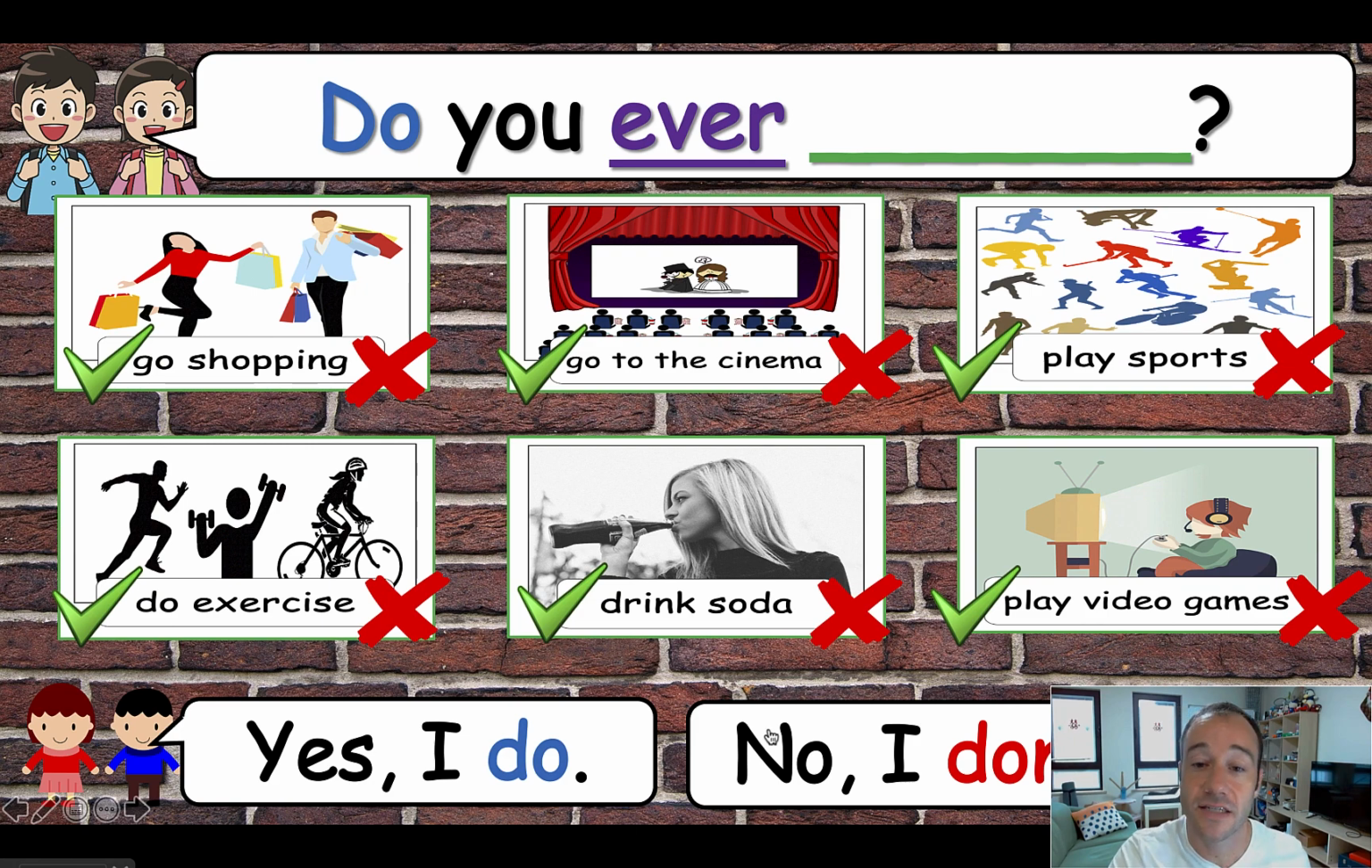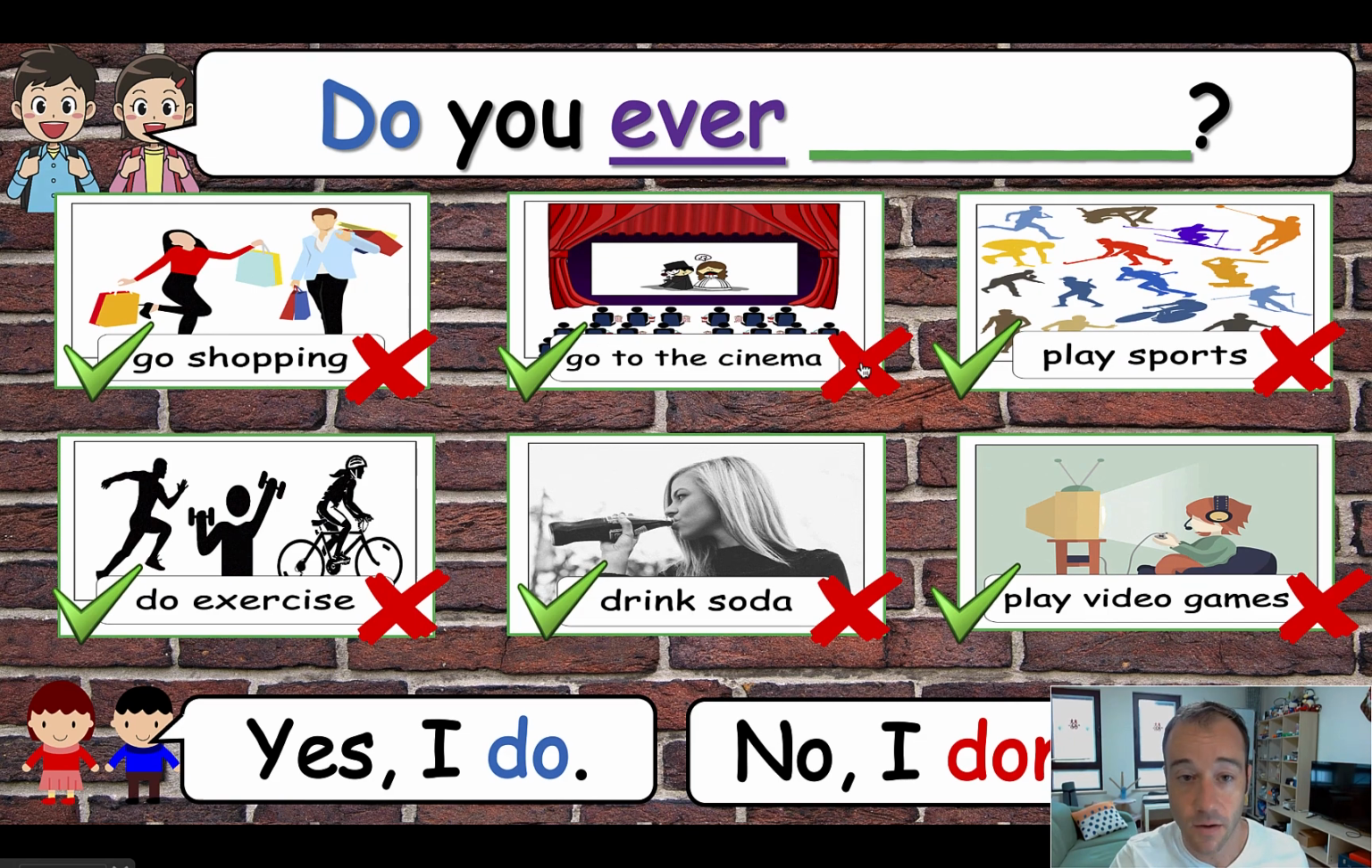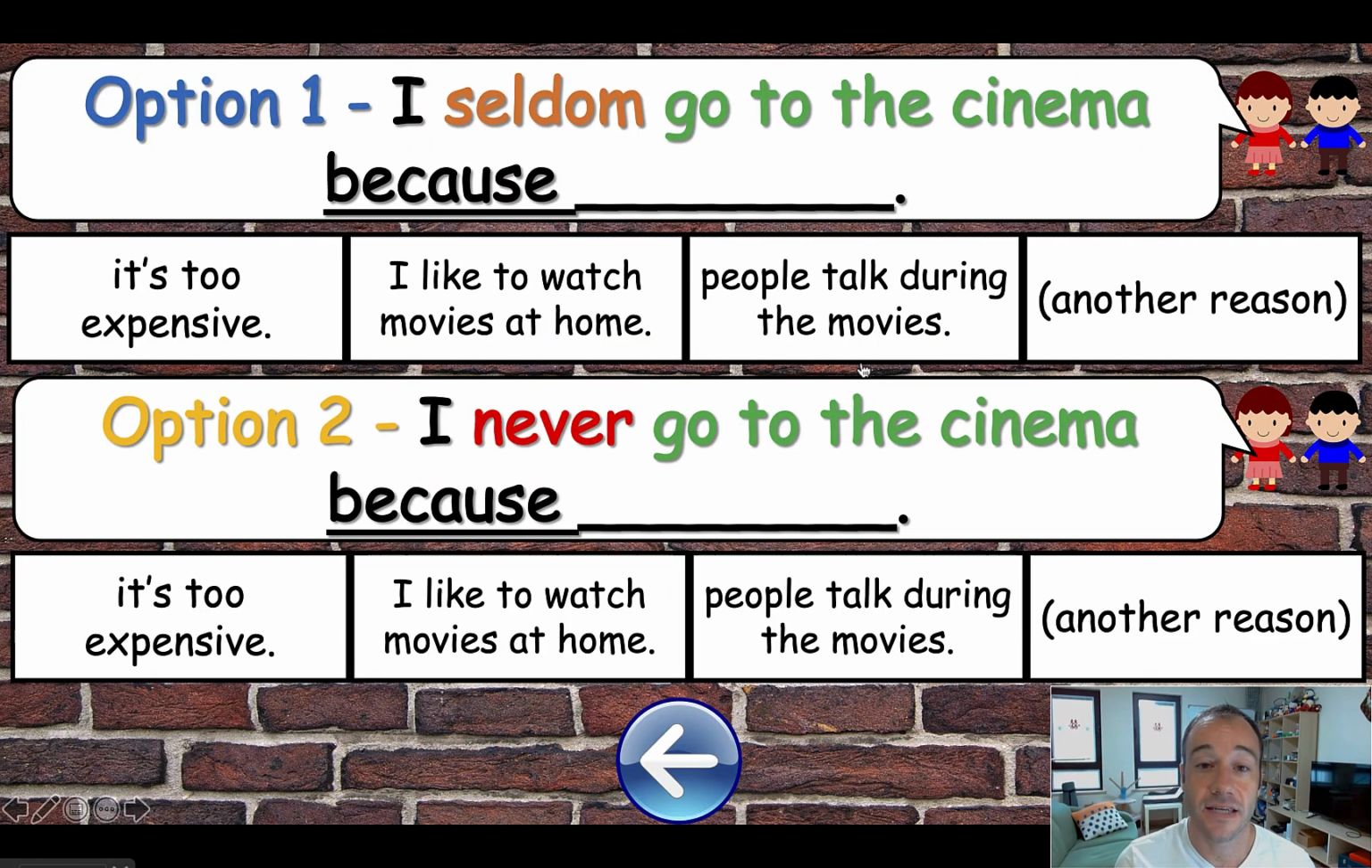and then click back, and then the next team can have a go. Now, if they said, no, I don't, now they can say, I seldom go to the cinema because, and they can say the answers, or I never go to the cinema because. You'll see that the answers are the same because it could be the same kind of reasons why they seldom or never go. You could change these if you want.